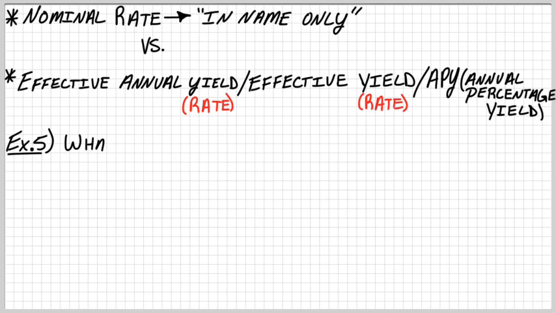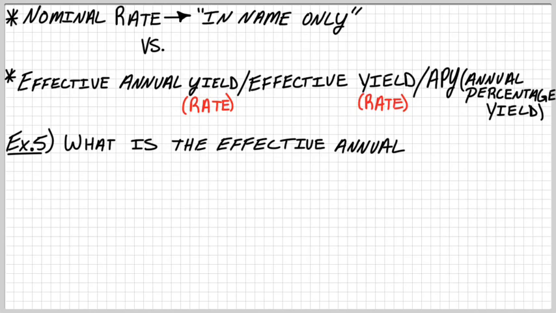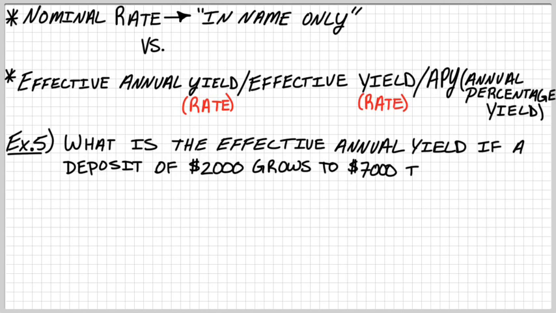So then my last example here, example 5. What is the effective annual yield if a deposit of $2,000 grows to $7,000 in 15 years? So this one I want to actually relate back to basic exponential functions. Your initial amount is 2,000 and it grows to 7,000 in 15 years. What was the effective annual yield? So basically, what was it growing by each year? So I want to set it up that way then.